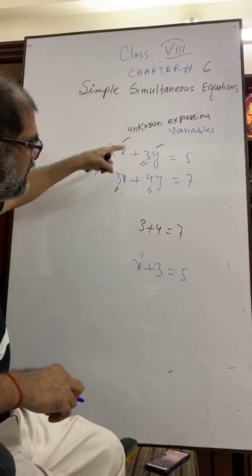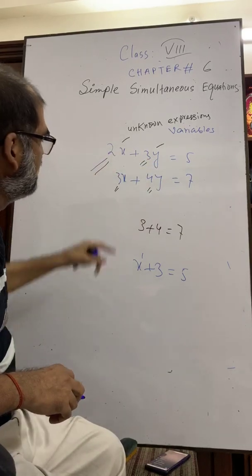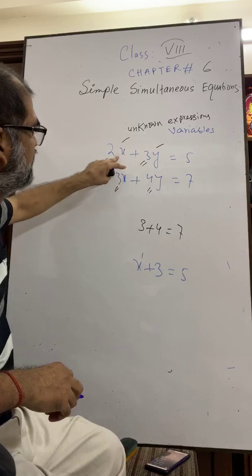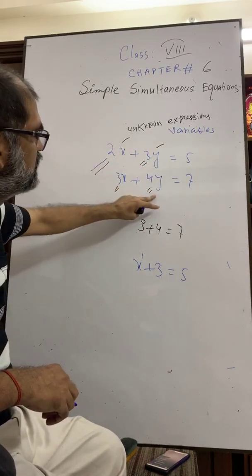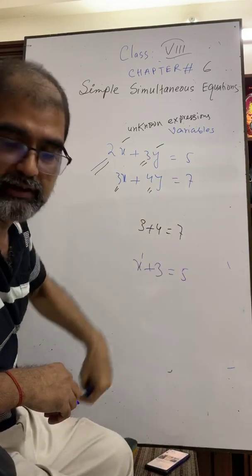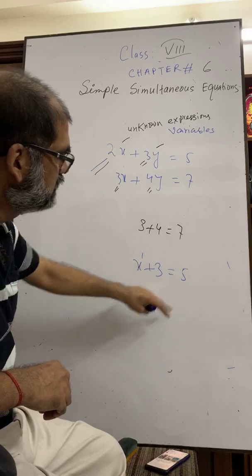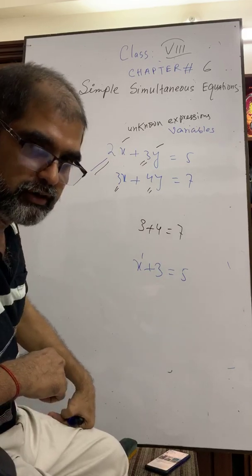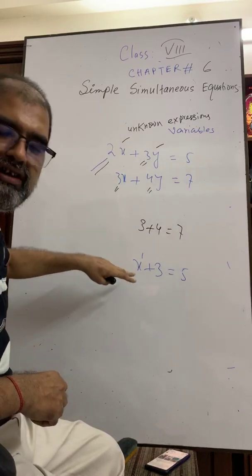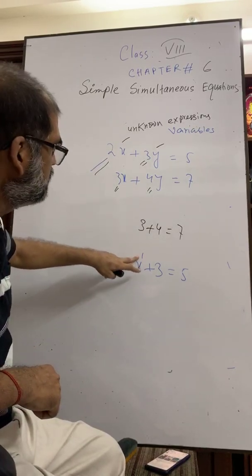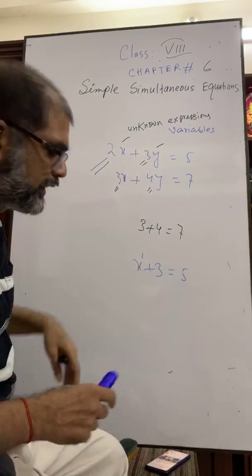Here it is the same thing, but two equations and two variables. They are also simple equations. This is the simple equation of two variables. But in class 7 you were taught simple equations of one variable. There the power, that means degree, was 1. Here also power, that means degree, is 1 everywhere.